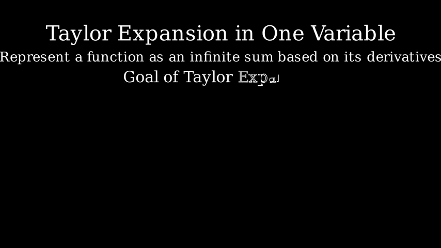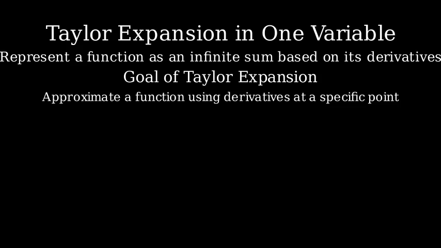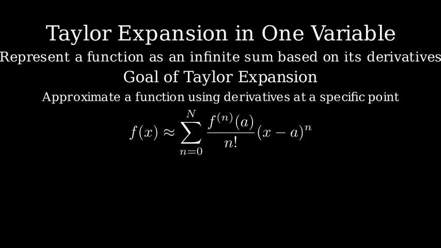Let's start by understanding the goal of a Taylor expansion. Our goal is to approximate a function f of x by a sum of terms involving the derivatives of f at a specific point a. Mathematically, we write this as f of x is approximately equal to the sum from n equals 0 to capital N of the nth derivative of f at a divided by n factorial multiplied by x minus a raised to the power of n. Here, capital N represents the desired order of our approximation. The higher the order, the more accurate our approximation will generally be.